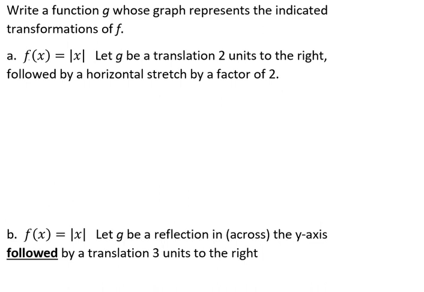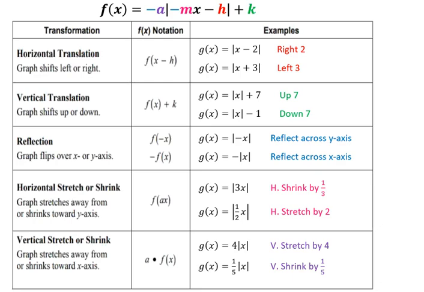In this video, we're going to be writing an absolute value function g, whose graph represents the indicated combination of transformations of f. So here we have f of x equals the absolute value of x, which is our parent function of the absolute value family. We're going to let g be a translation 2 units to the right, followed by a horizontal stretch by a factor of 2. So let's review what those kinds of transformations do to our function.